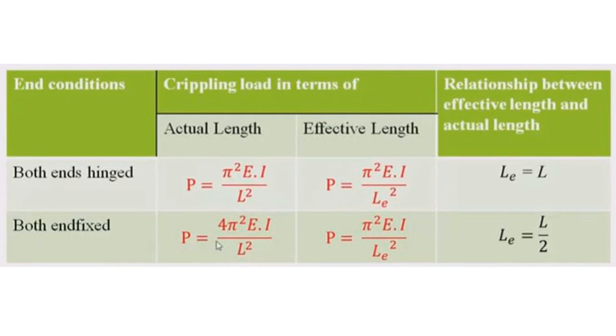And the expression for crippling load in terms of effective length is P equal to pi square EI divided by LE square, and in terms of actual length is P equal to 4 pi square EI divided by L square. So you must be thorough with these expressions.